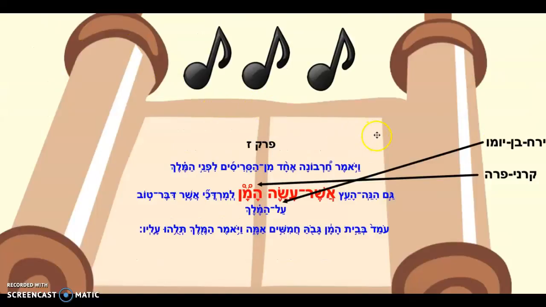There is one very exciting thing which happens in Perek Zayin, and that is the most rare Ta'amei HaMikra in all of Torah and Megillah reading. The Yerach ben Yomo and the Karnei Farah occur when Charvona points out the gallows that Haman had made for Mordechai. And here is how that pasuk would be read. Vayomer Charvona echad min hasarisim lifnei hamelech gam hinei ha'etz asher asa Haman leMordechai asher diber tov al hamelech gomed bebeit Haman gavoach hamishim amah vayomer hamelech tiluhu alav.